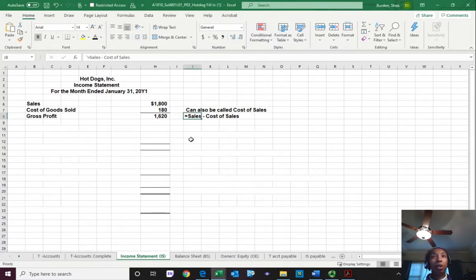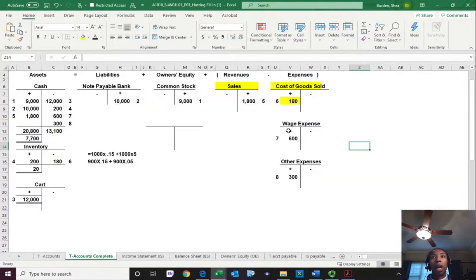The next number you're going to get to after this gross profit is a section called operating expenses. Operating expenses is going to have two items: the one is wage expense, and the next one is your other expenses. So let's go back to those T accounts, and we're going to grab this 600 from wage expense, and the 300 from other expense.